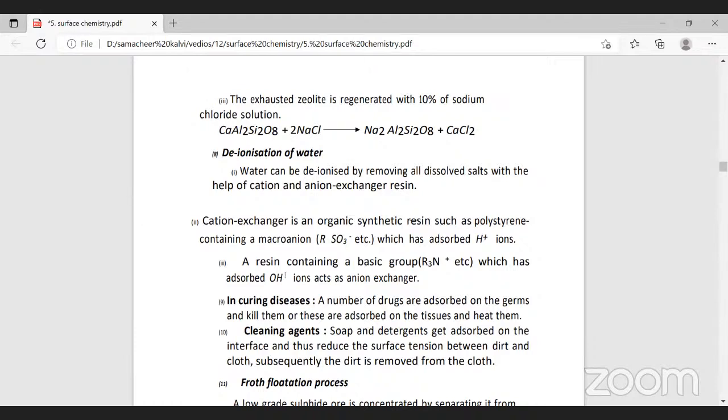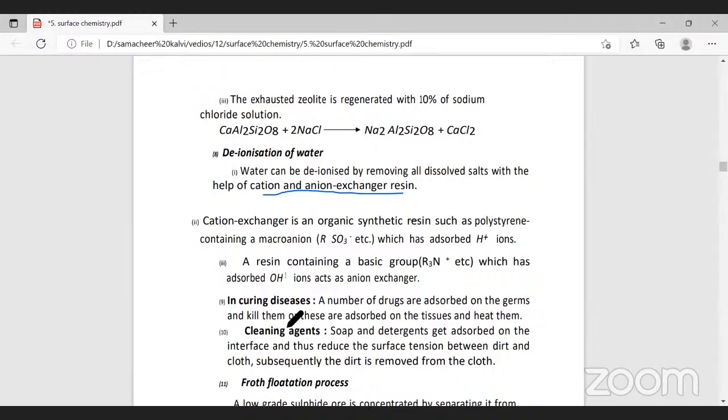Deionization of water. Water can be deionized by removing all the dissolved salts with the help of cation and anion exchange resin. So this is also based on the principle of adsorption. Deionization: D stands for removal. Removal of any ions present, whether cationic or anionic, in water is called deionization.